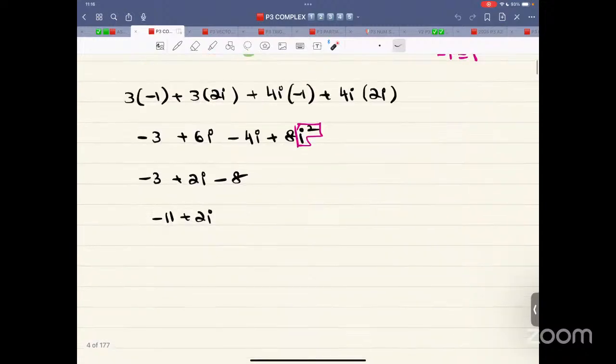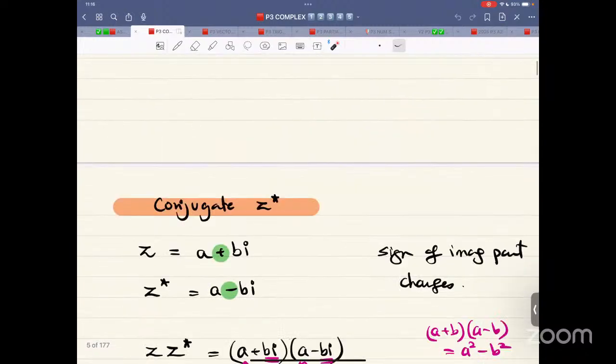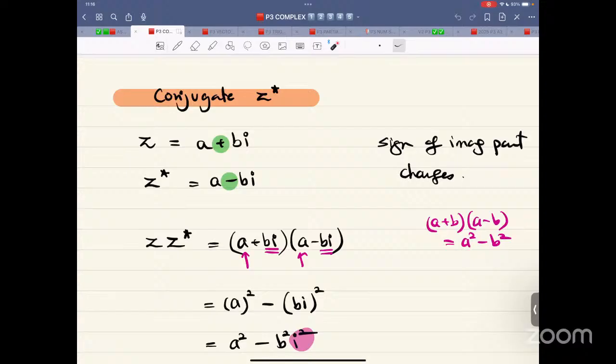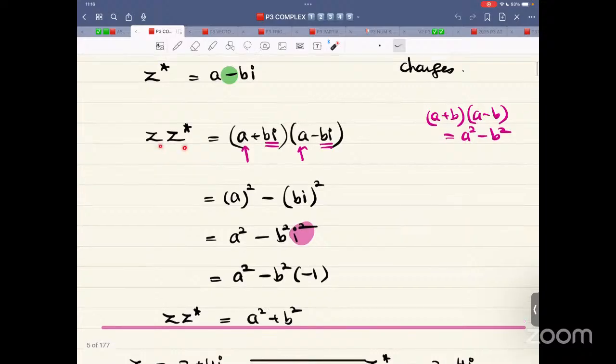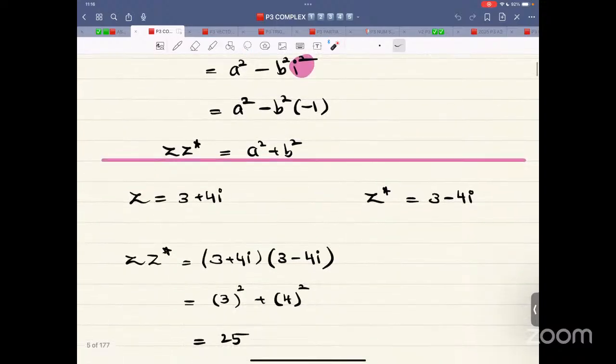So real with real, imaginary with imaginary. Conjugate. We change the sign of the imaginary part. When you multiply a complex number by its conjugate, a plus bi, a minus bi, if this was normal algebra, (a plus b) into (a minus b) would be a squared minus b squared. But because of the i squared, this becomes a squared plus b squared. It becomes a real number.